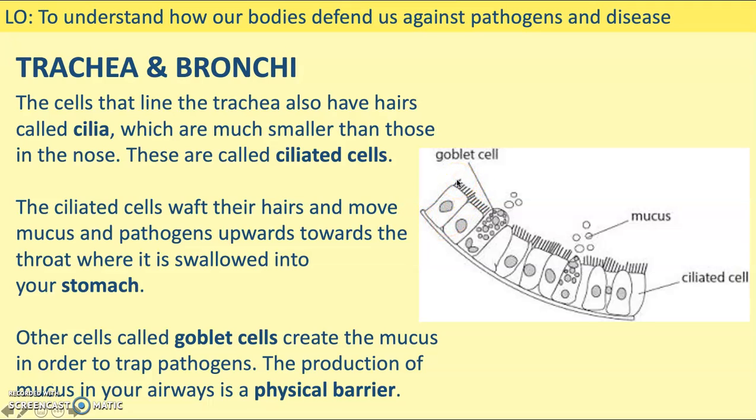The ciliated cells actually waft their hairs, so they move their cilia and they move the mucus and pathogens up towards the throat, so away from the lungs, where you can swallow the mucus and it will go into your stomach. These cells here are called goblet cells, and they are the cells that produce the mucus. So they create that mucus to allow you to trap those pathogens. The production of mucus in your airways is another type of physical barrier.